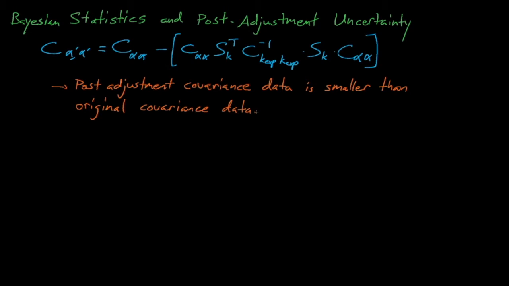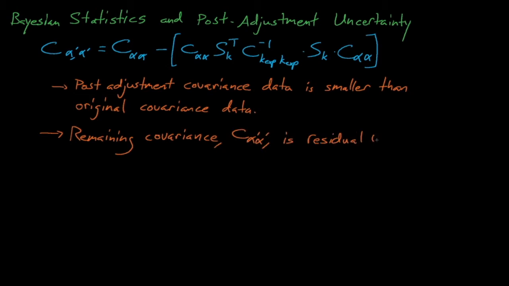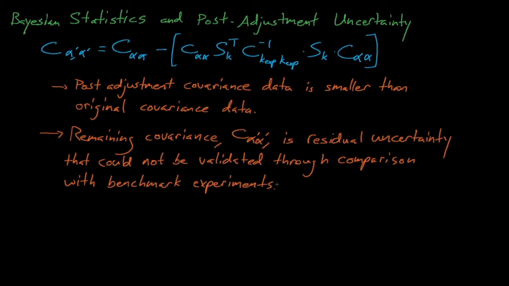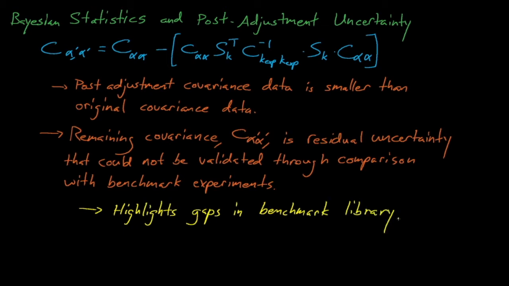Thus, this data adjustment or data assimilation process results in a covariance matrix for the adjusted nuclear data that will actually always be smaller than our initial covariance data. Whatever uncertainties remain within our new adjusted covariance data represent the nuclear data uncertainty that could not be validated away through comparisons with the benchmark measurements. This adjusted covariance data can highlight gaps in our benchmark measurements, and with enough quality measurements, we should theoretically be able to reduce the uncertainty present in any piece of nuclear data to 0.